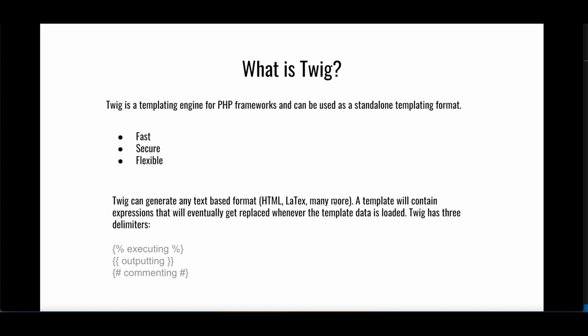Basically, Twig has three delimiters. So, three ways that you can try to execute or output something. Actually, two ways of executing and outputting. The other delimiter is for commenting.